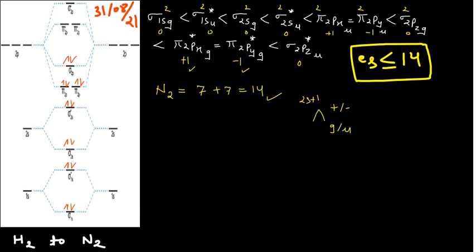So in that case your lambda equals 0, and please recall, for lambda equals 0 you use the term sigma, for lambda equals 1 you use pi, for lambda equals 2 you use delta, for lambda equals 3 you use phi. Okay, that means you are using sigma. So the first thing you have identified for this nitrogen molecule is this lambda.